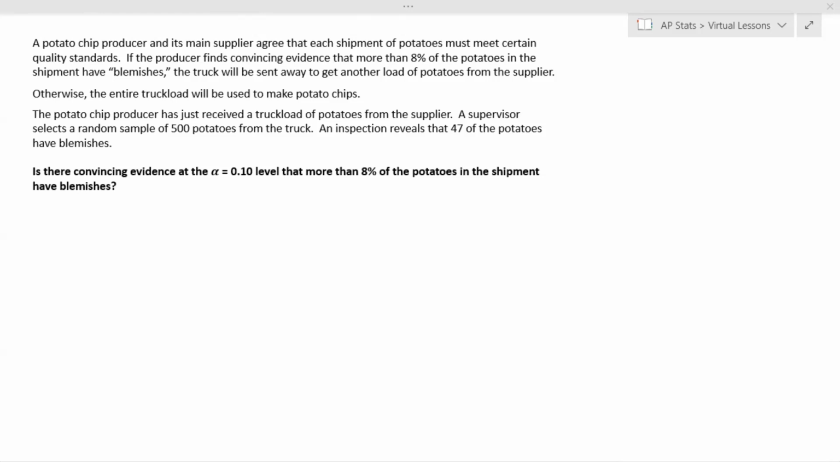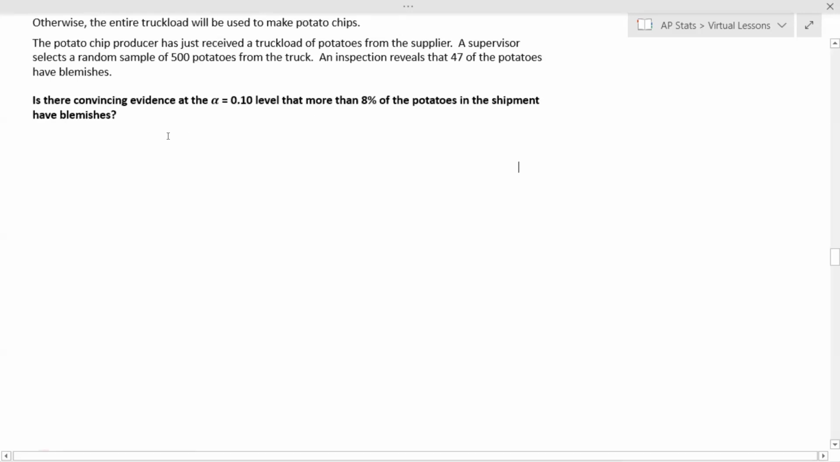The potato chip producer has just received a truckload of potatoes from the supplier. A supervisor selects a random sample of 500 potatoes from the truck, and inspection reveals 47 of the potatoes have blemishes. So we want to know, is there convincing evidence at the 0.1 significance level that more than 8% of the potatoes in the shipment have blemishes? Well, here we go. Let's do the 4-step process.